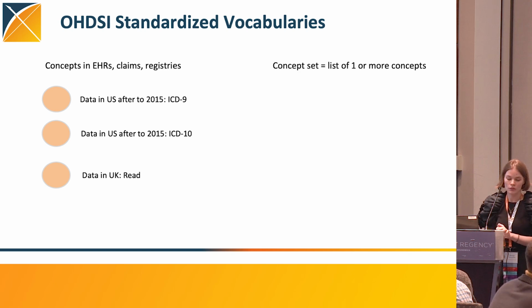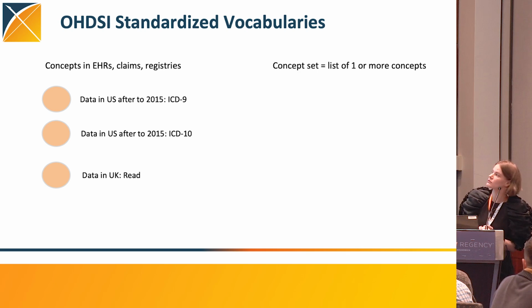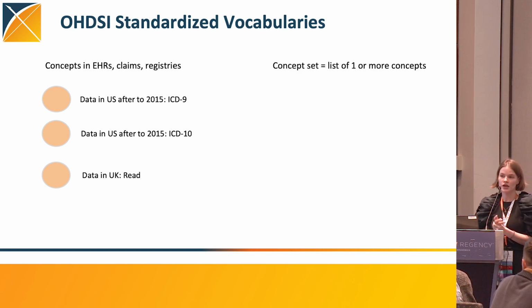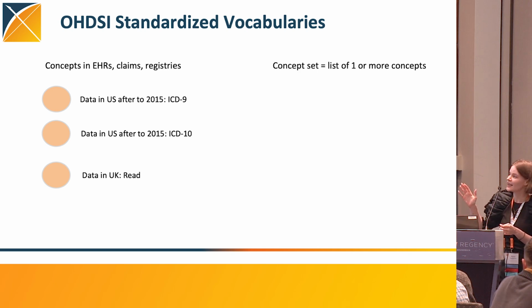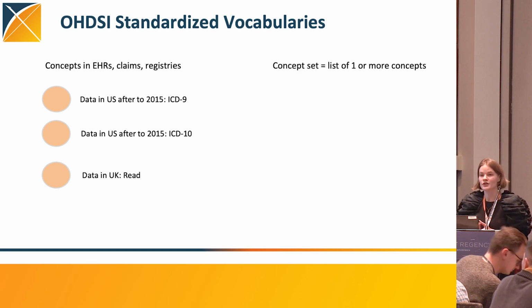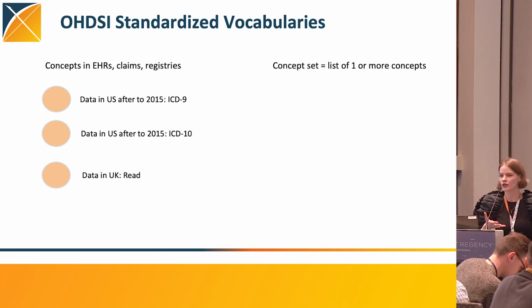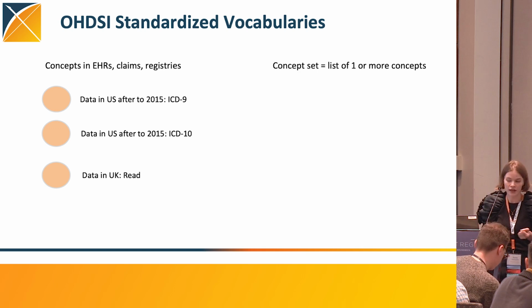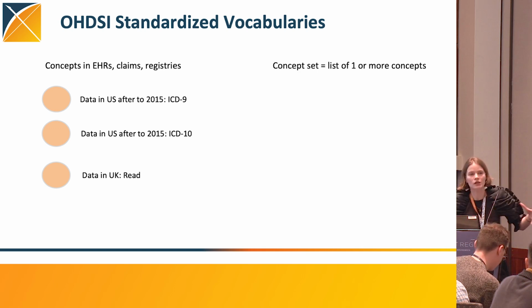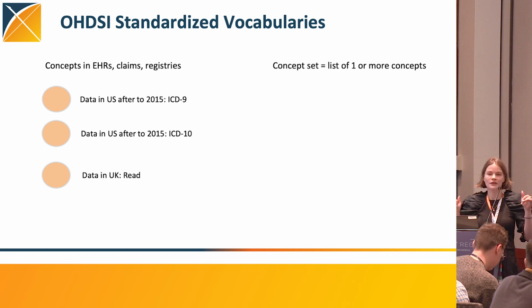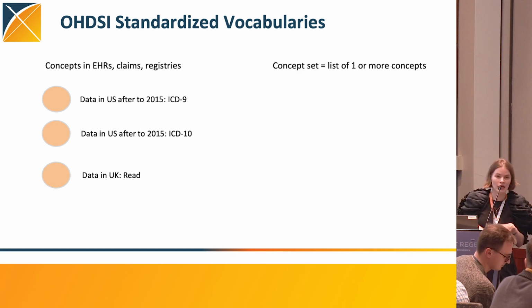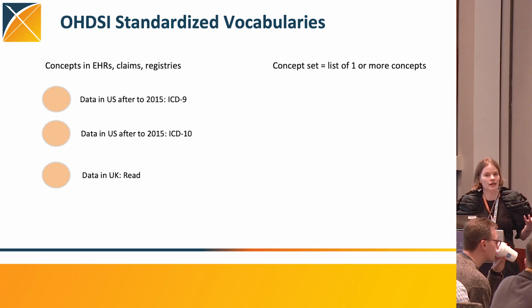For example, traditionally in the United States, for the data before 2015, we used International Classification of Disease version 9. Then after 2015, we switched to ICD-10. If you were to look at the data, for example, in the UK, you will find different vocabularies that are used there and different codes coming from the Read vocabulary. And there are many more ontologies and vocabularies that are used in different data sources. Even within the US, ICD-10 and ICD-9 are not the only vocabularies for conditions and diagnosis. For example, we have ICD-O-3 for cancer diagnosis.